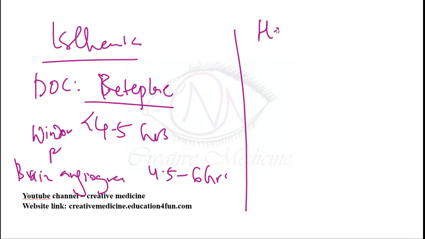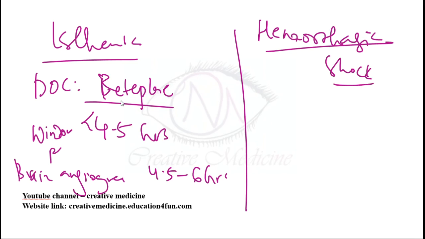Then if it is a hemorrhagic stroke, remember, reteplase or any type of fibrinolytics are contraindicated in hemorrhagic stroke because there is already hemorrhage going on in the brain. Even more fibrinolytics should not be given to the patient.